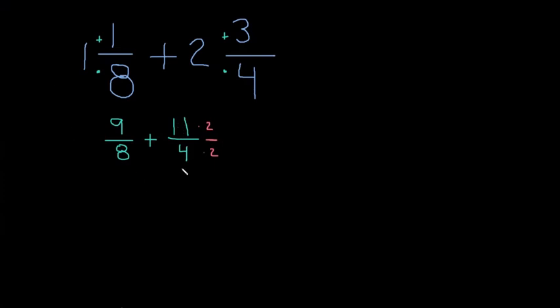So let's go ahead. I think I'm going to use yellow. So 9/8 stays the same. We don't have to touch it. Plus 2 times 11 is 22 over 8. 22 plus 9 is 31. 8 plus 8, no, we keep them the same, remember. And that's our answer. As an improper fraction, let's go ahead and convert it to a mixed number.